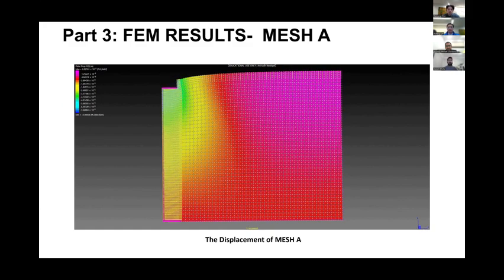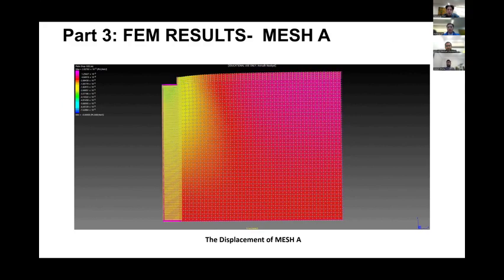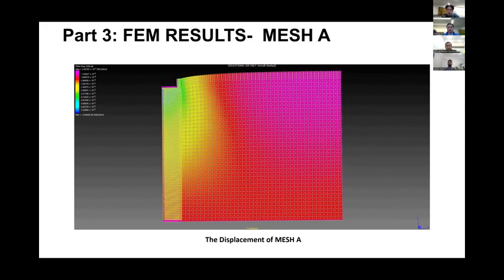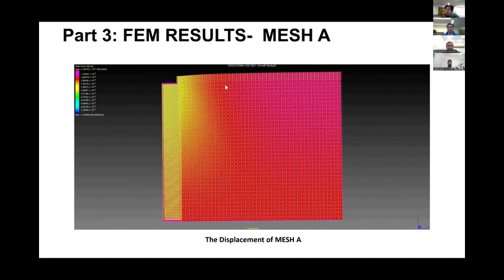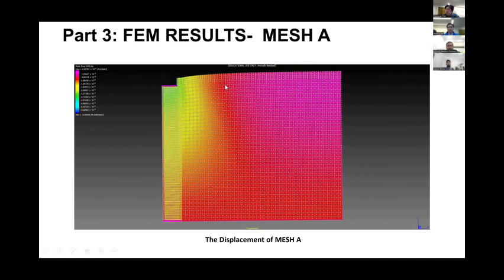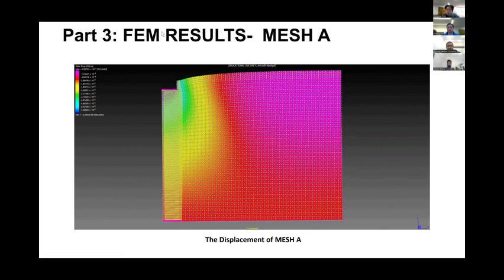Thank you. The next part is the FEM results analysis. For the first part, we have mesh A and mesh B. Mesh B has the transition areas of the elements, so it's usually better. So if we can see from the next slides, please.